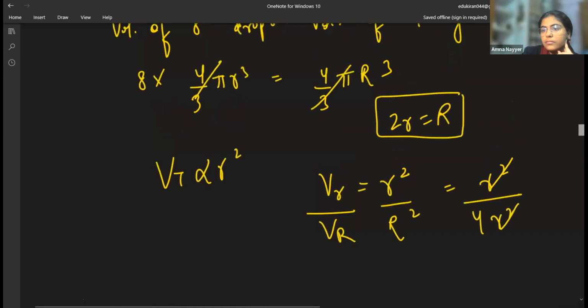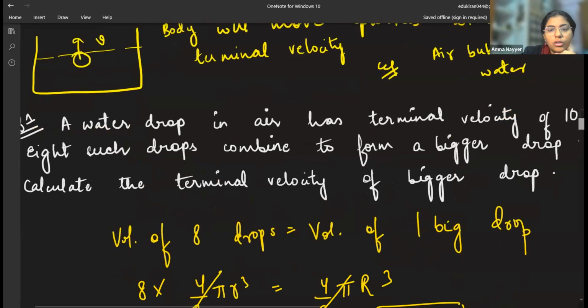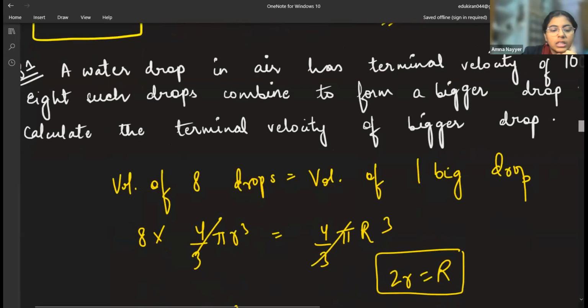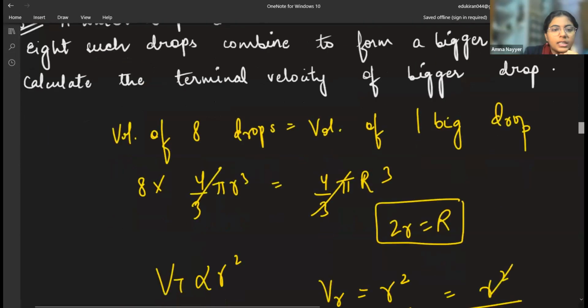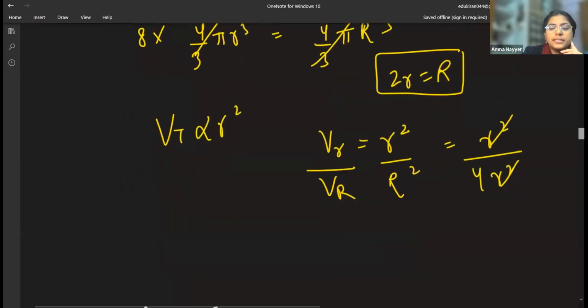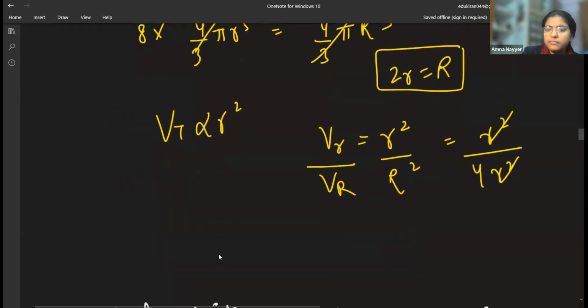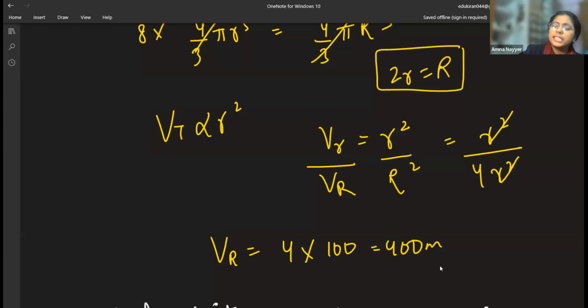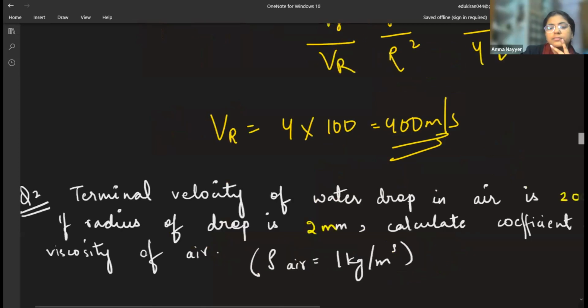What are we given? Water drop in air has terminal velocity, so basically the water drop has 100 meter per second given. No, it will be 400 meter per second. The terminal velocity of the bigger drop with capital R will be 4 times the velocity of the smaller one, which will be equal to 400 meter per second. That's it. This is the easier way you can perform this question. Write it down.